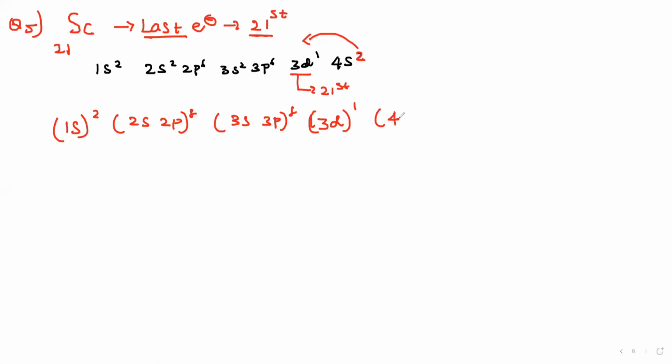then 4s2. Okay, listen, we are going to find out only this 3d orbital, right? Therefore, we don't consider 4s. You got the point? Very interesting, very important. Please note. They are asking for the 21st electron. This is the 21st electron. This is the Slater arrangement: first 1s, then 2s2p, then 3s3p, then 3d, then 4s. See, this is the arrangement.